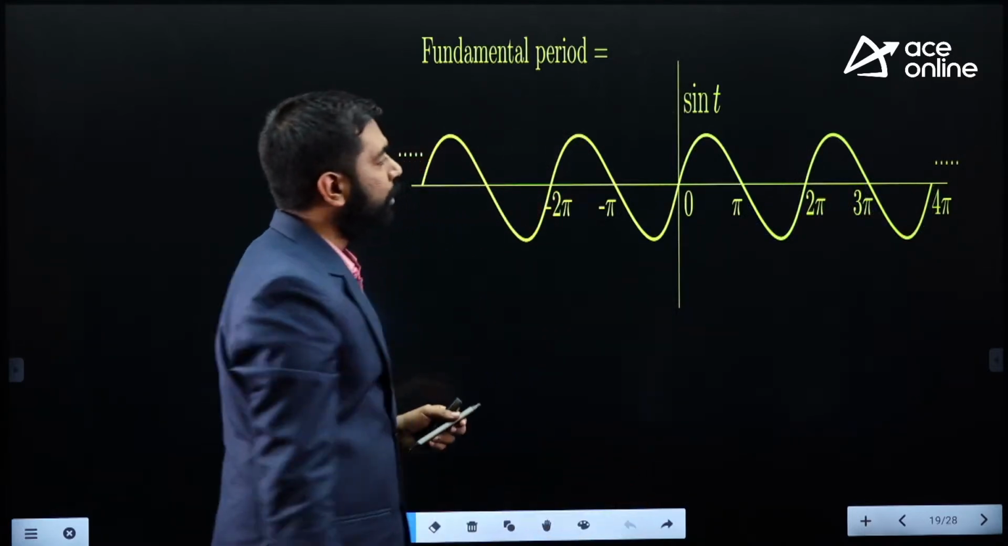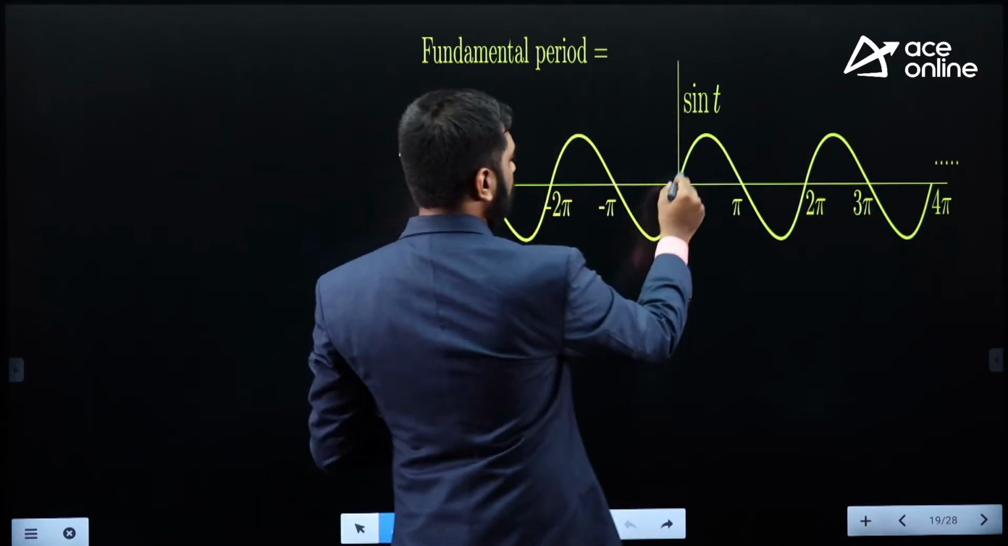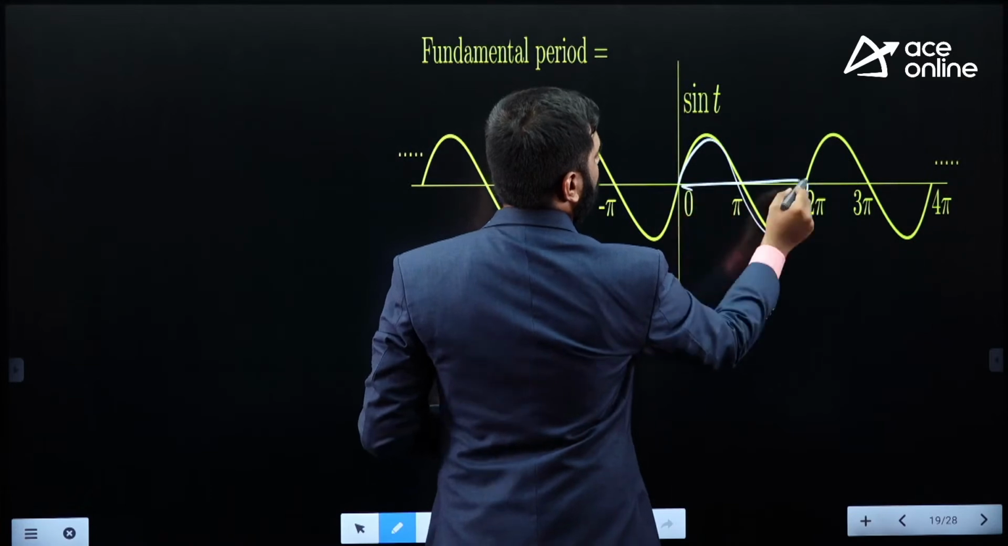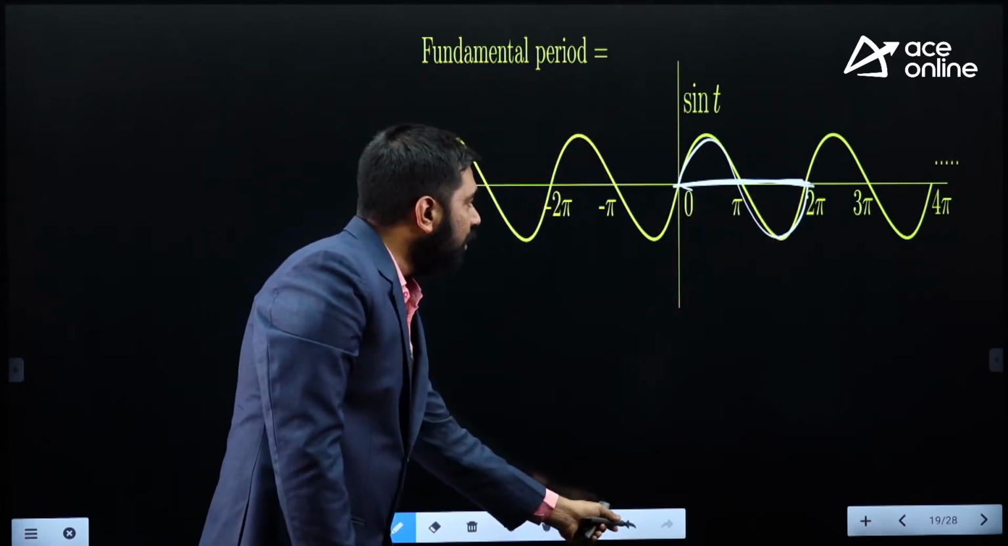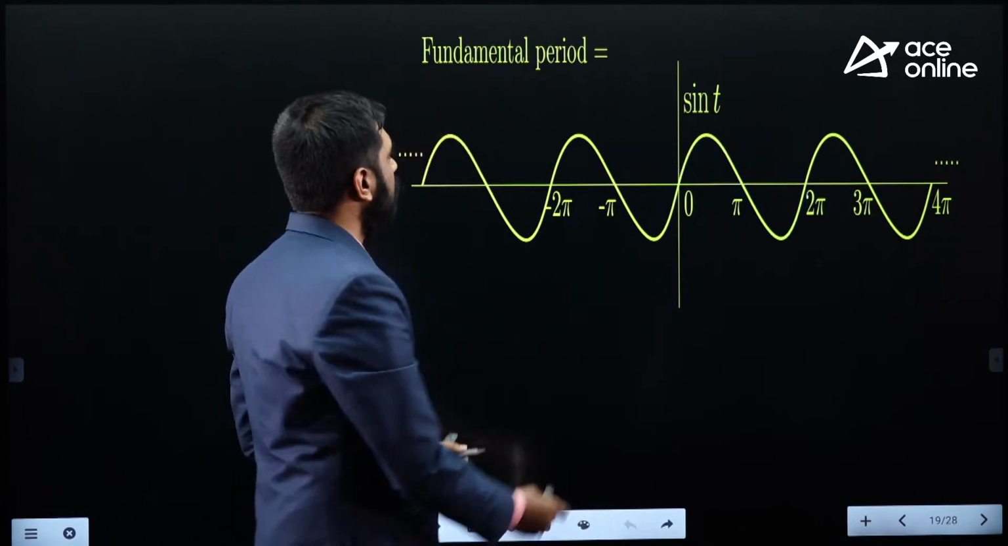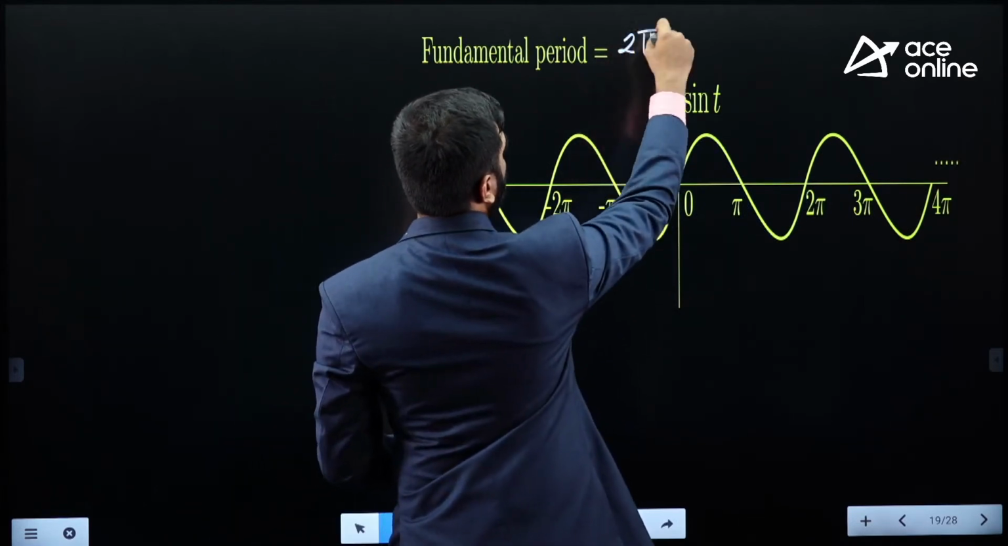What's the fundamental period here? Now you can see that this pattern is what is repeating. So how much is the interval length? The interval length is 2 pi. So let's write the fundamental period here. The fundamental period is 2 pi.